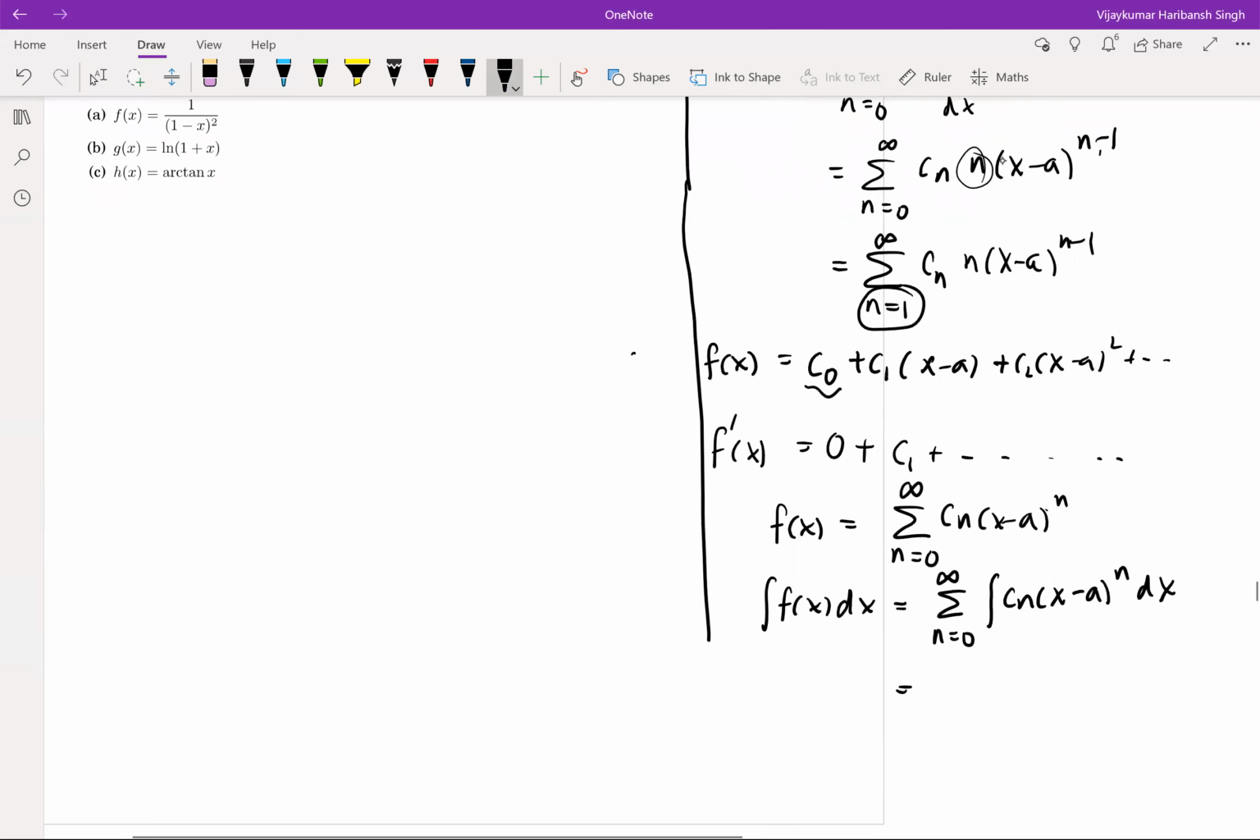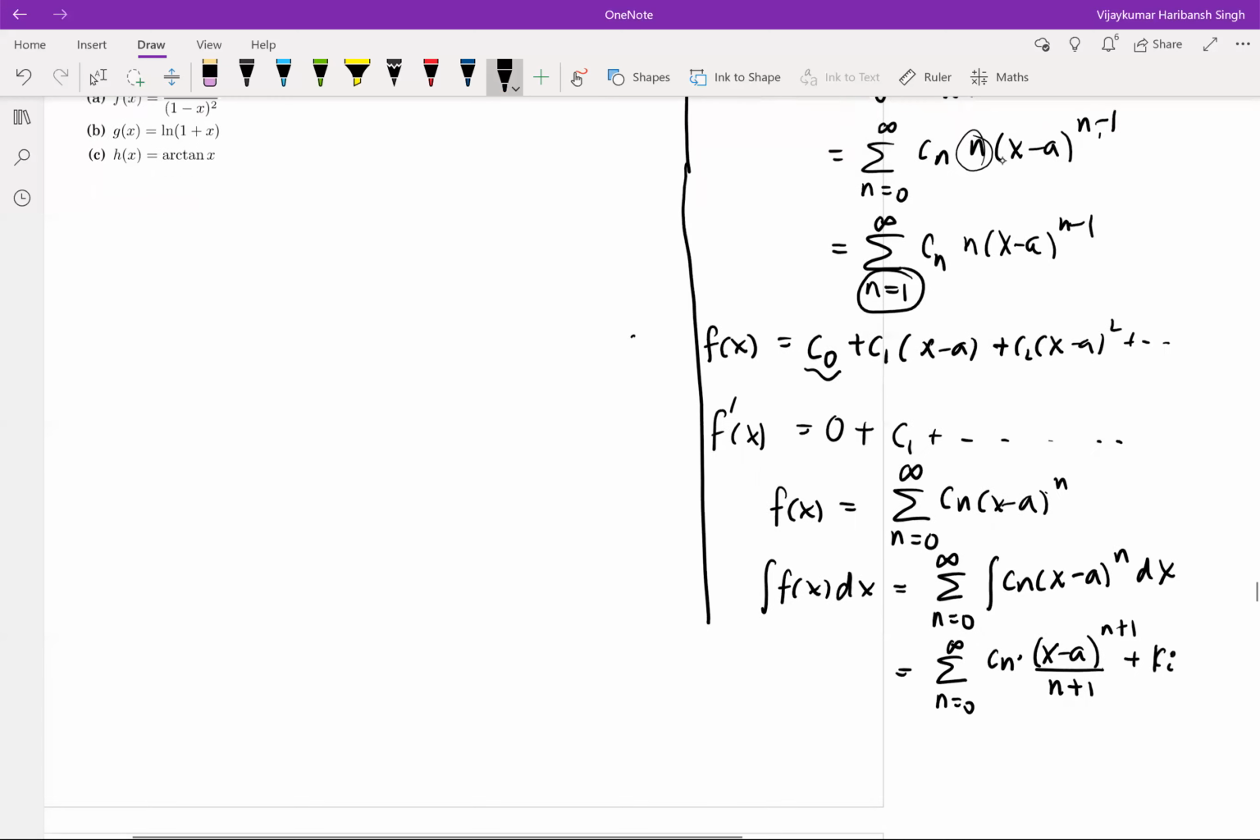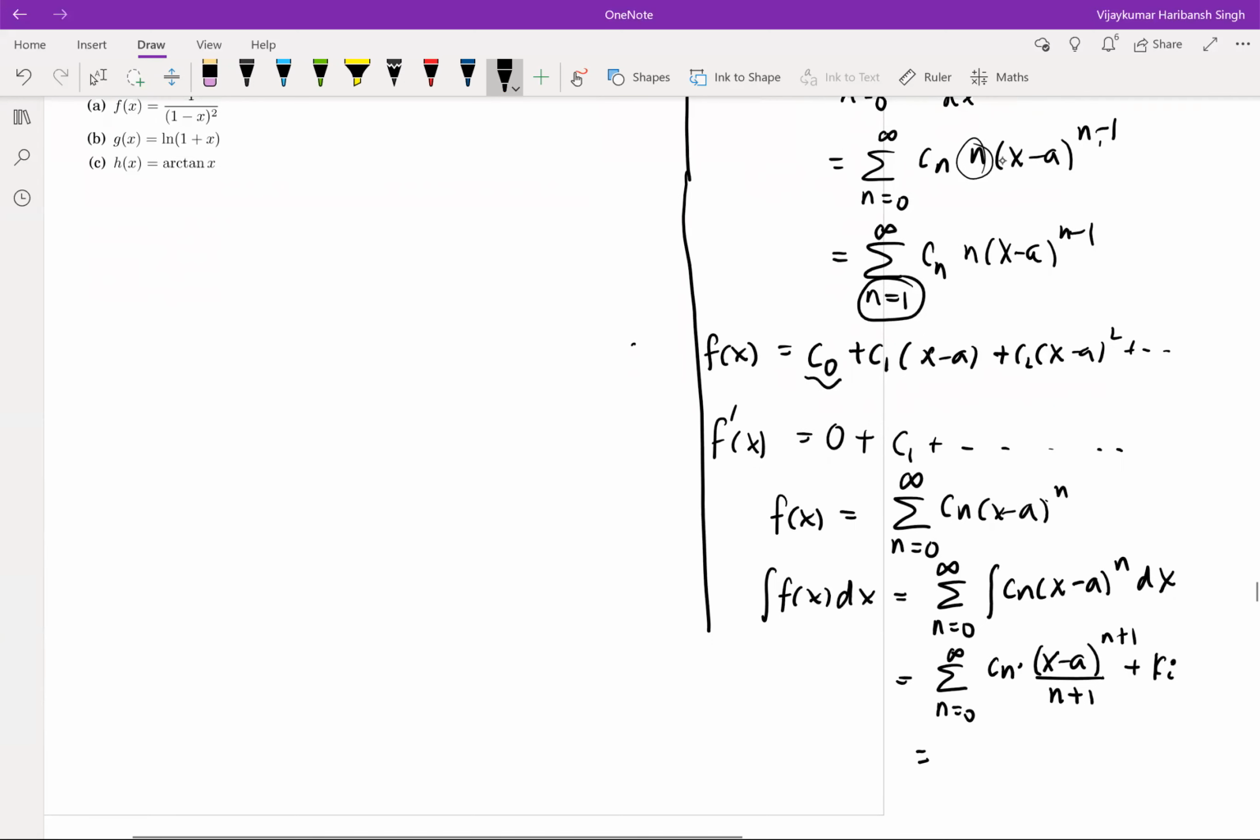So what do we have? We have the summation n equals 0 to infinity of c_n. What is the integration of (x minus a) to the power n? It is (x minus a) to the power n plus 1 upon n plus 1, plus some constant k_n. You can collect all those constants together in the end and call it a big C. We have the summation n equals 0 to infinity of c_n (x minus a) to the power n plus 1 divided by n plus 1. So this is the integration of the power series. All right, let's move ahead.